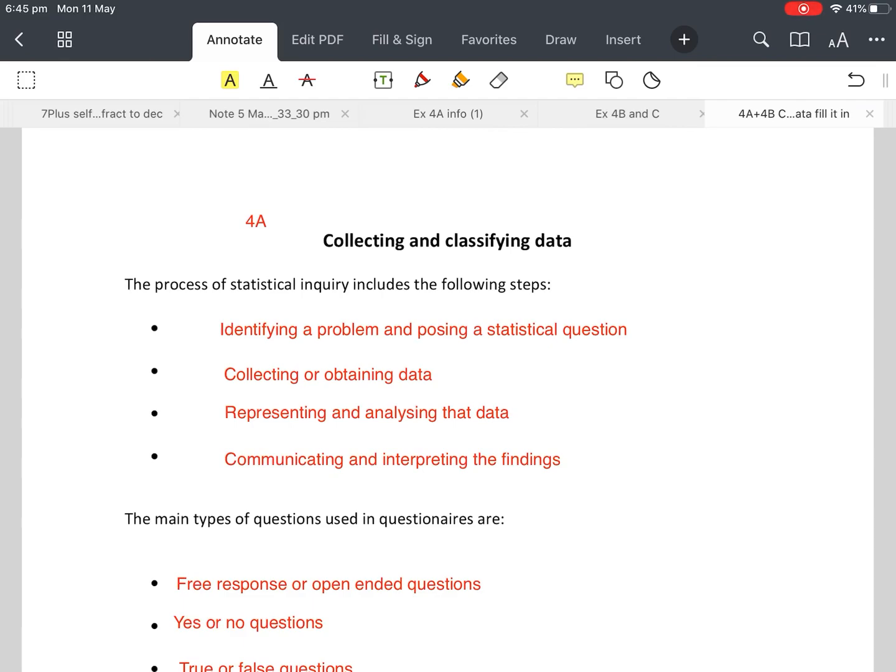So your first little exercise that you have to do on the sheet is you've got to tell me the 4 processes of statistical inquiry. Now, if you're looking at my sheet, I went and circled them for you from Google Classroom. The 4 steps of the inquiry process are identifying a problem and posing a statistical question, collecting or obtaining data, representing and analysing that data, and communicating and interpreting the findings. So from the textbook I keep reading, in this chapter we will investigate the first 2 of these steps.